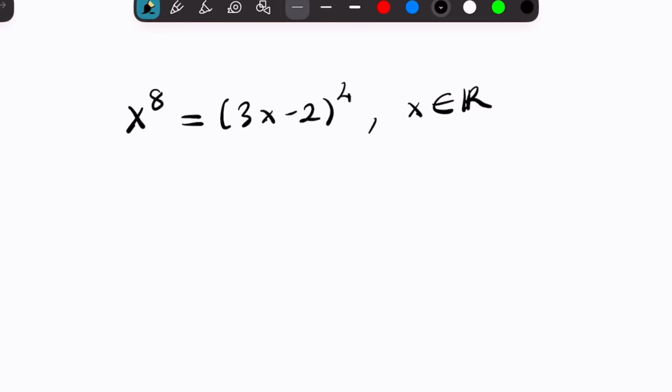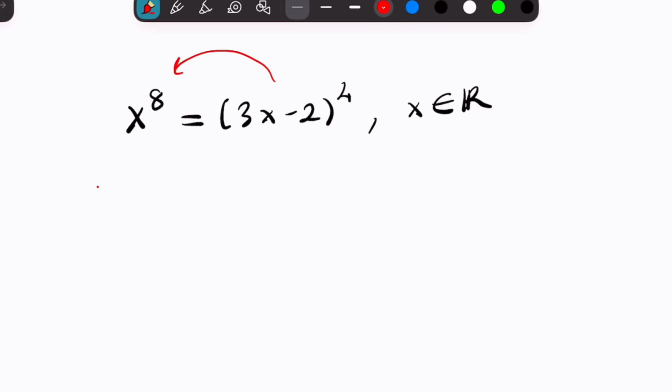Yes, we are together with a good question. x to the 8th power is equal to 3x minus 2, in brackets, to the fourth power. It says x is a real number, and we want to find the x values. My first thought is that the expression here can be moved to the other side.